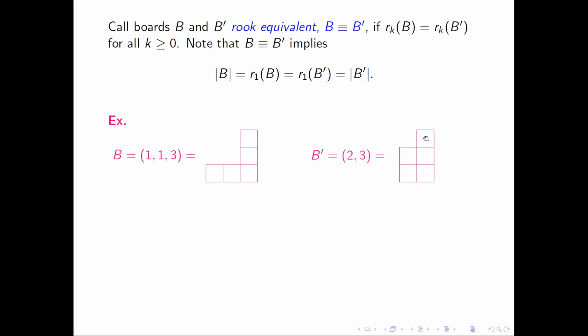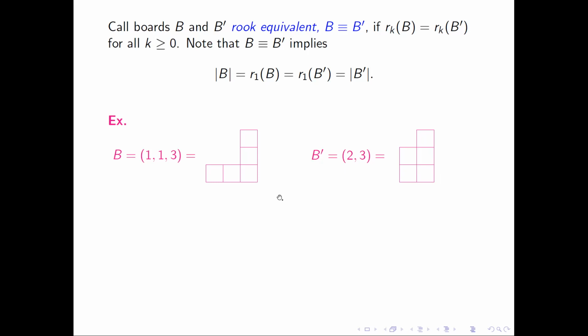Well, if I place a rook here, then I have 2 options. And if I place a rook here, I only have 1 option. And then if I place a rook here, I only have 1 option. So overall, it's 2 plus 1 plus 1 is 4. So the number of ways to place 2 rooks in each case is 4.